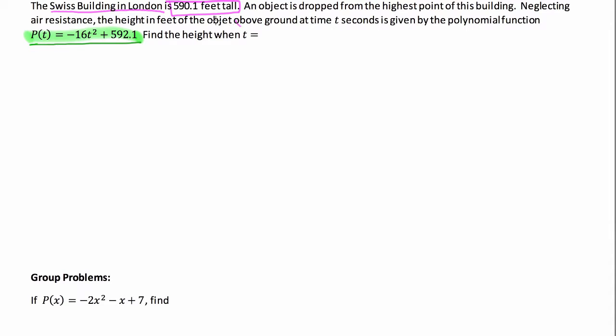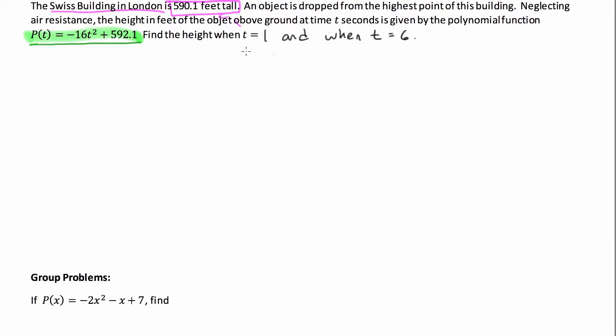Oh, this is a mess. Object above the ground, whatever. At time t seconds is given by the polynomial function this. Find the height when t equals 1 and when t equals 6. So that would be given. You don't have to know what times to look for.